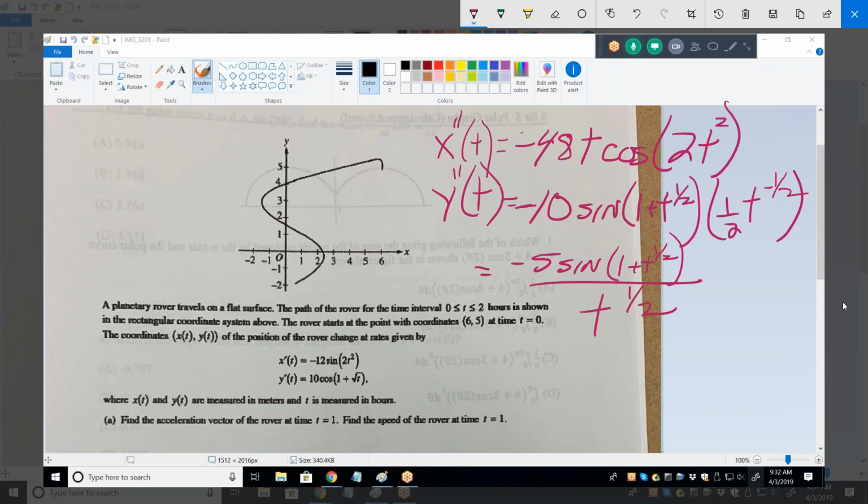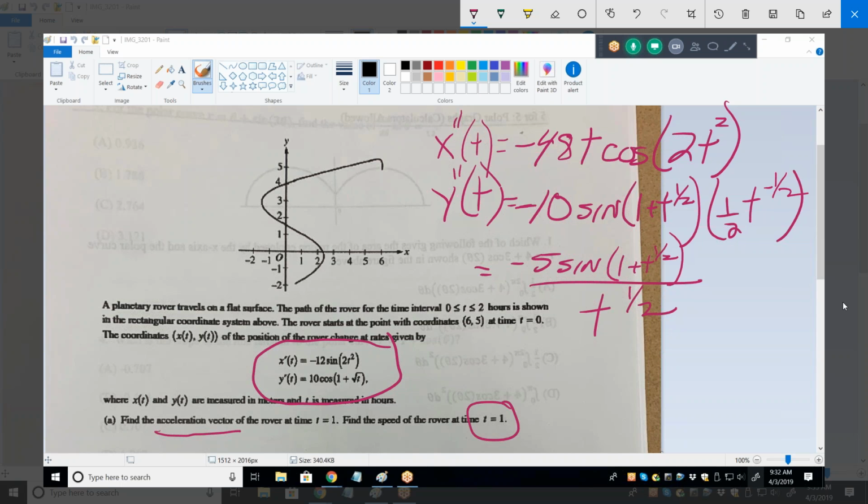Now, if you put 1 for t in this second derivative, you get x's acceleration, and you get y's acceleration. The part I'm not positive on is what they mean by acceleration vector. Is this the velocity vector? Yes, it's the velocity vector if you put x prime, comma, y prime of t, like as a point. That's how they're showing the vectors. So I think the acceleration vector of the rover at time t equals 1 would be a point, two values. At that point, it's going to be a number.